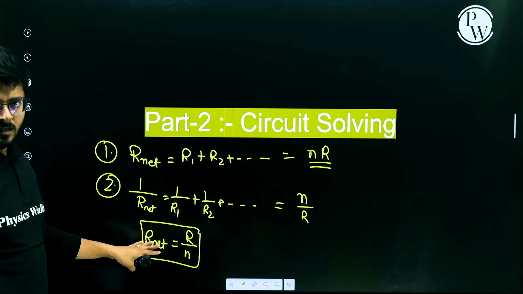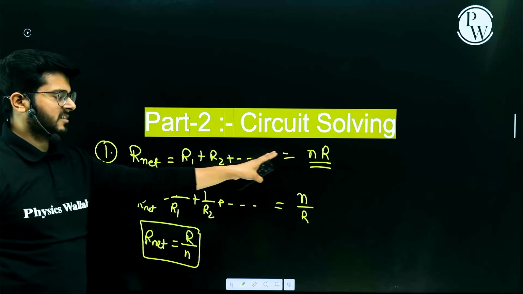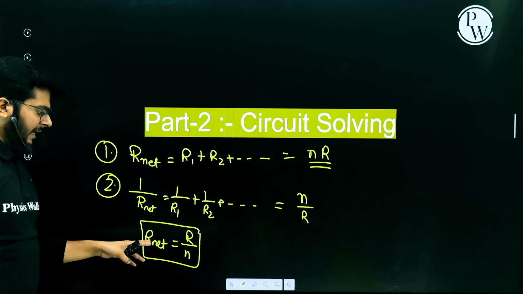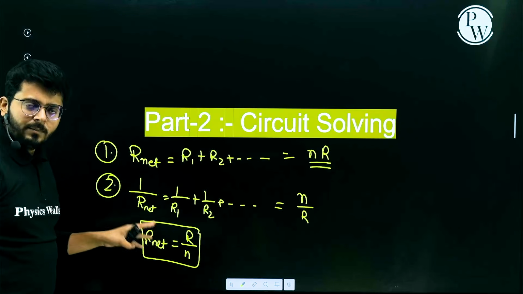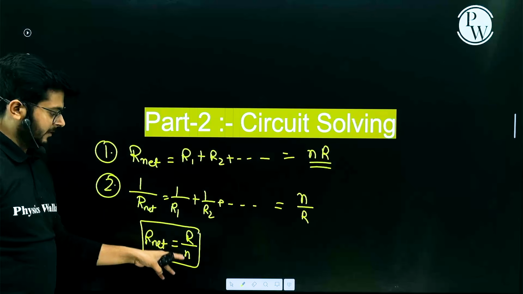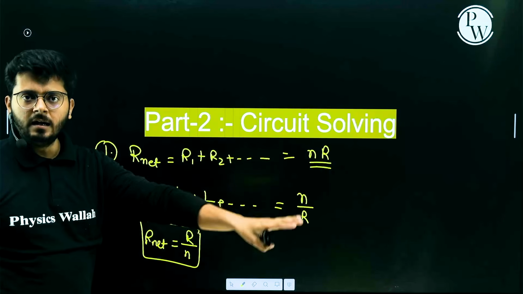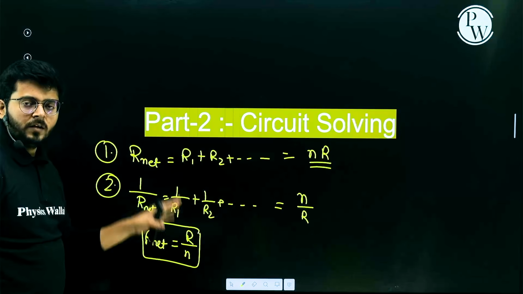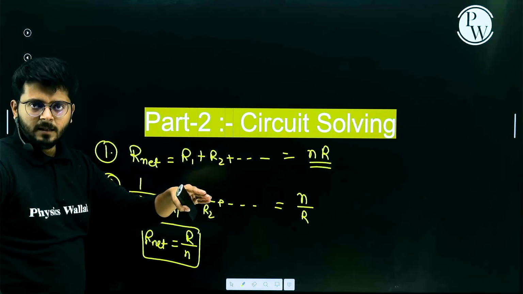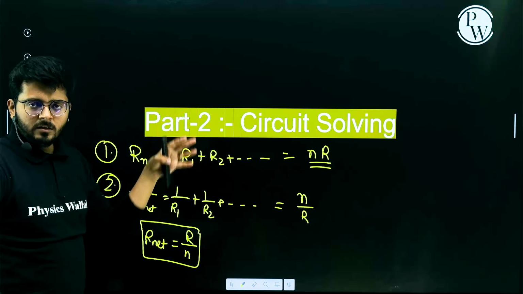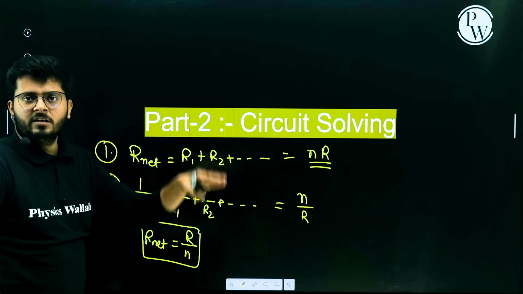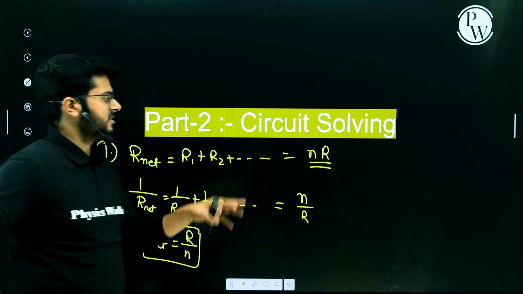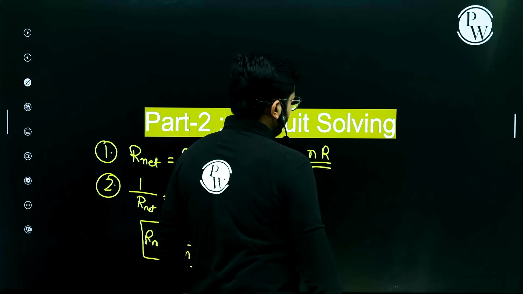This is something which is more important. If n resistances are in series and all of them are the same, net resistance will become n times R. And if n resistances are in parallel and all of them are the same, then net resistance will be R by n. So if two resistances R and R are in parallel, then the net resistance will be R by 2. If three resistances are in parallel, the equivalent resistance of all three of them will be R by 3. I believe the idea is very, very clear.